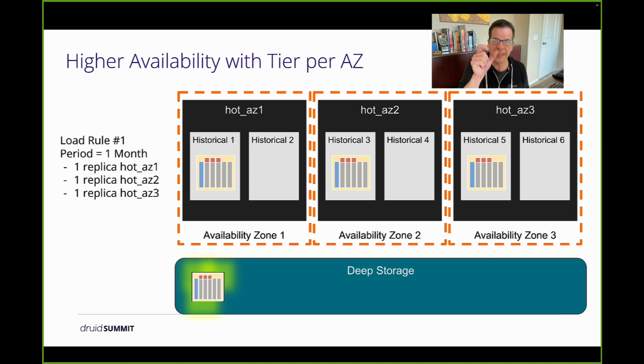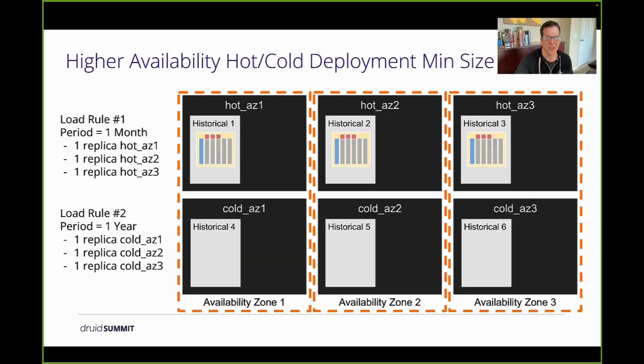Because we're defining a tier for hot AZ1, a tier for hot AZ2, and a tier for hot AZ3 that are aligned to the availability zones of the historicals, then we can guarantee that if any availability zone fails, that segment of data is still available. So this is like a higher availability configuration using Druid's tiering mechanism and the availability zones in conjunction.